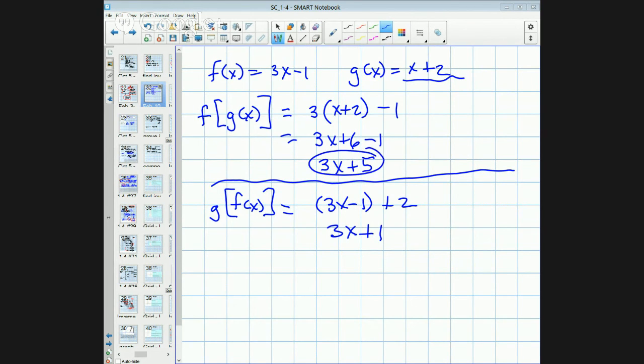Now, do you notice these two are not equal? So there isn't a nice little commutative property for composing functions.